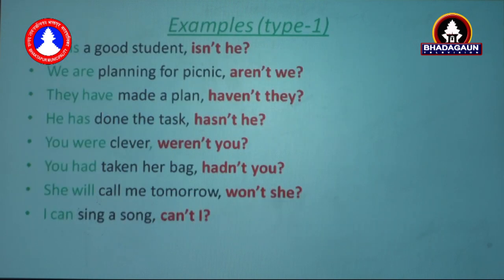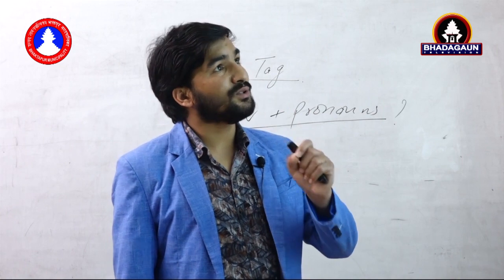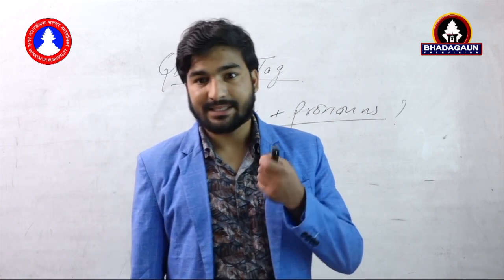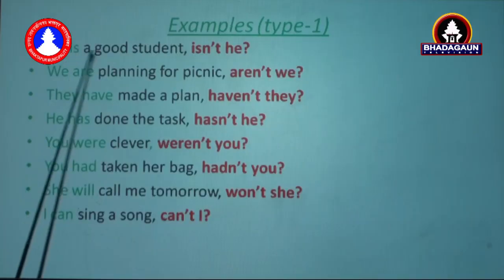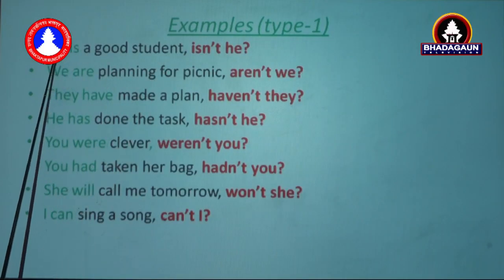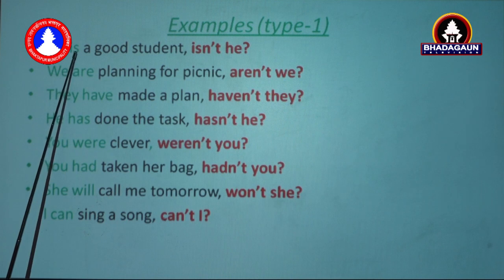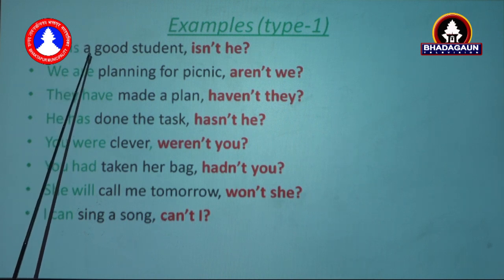Now let's see the type 1 examples. Very simple sentences are given on the screen. See here, I have highlighted two things: one, the auxiliary verb; second, the pronoun, because we need the auxiliary verb and pronoun to add the tag in the assertive sentence. Let's see the first example. He is a good student. What's the auxiliary verb here? Is.